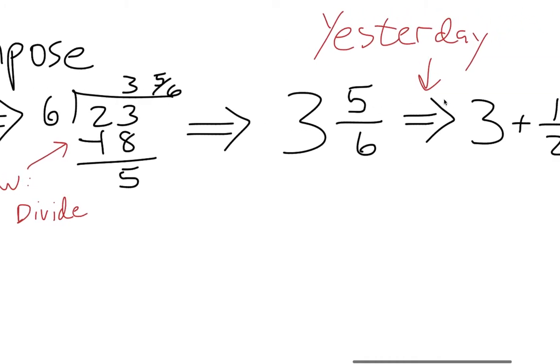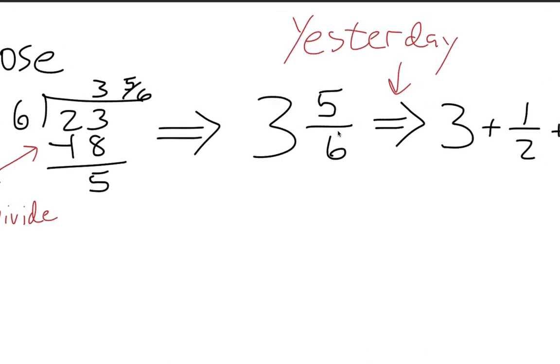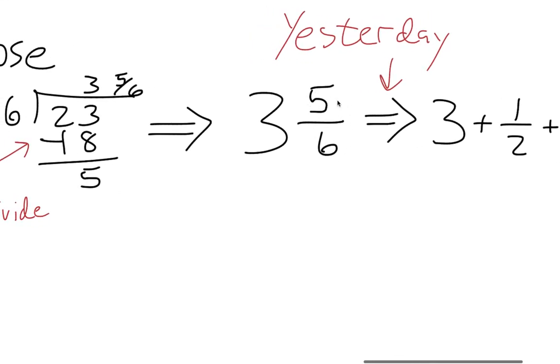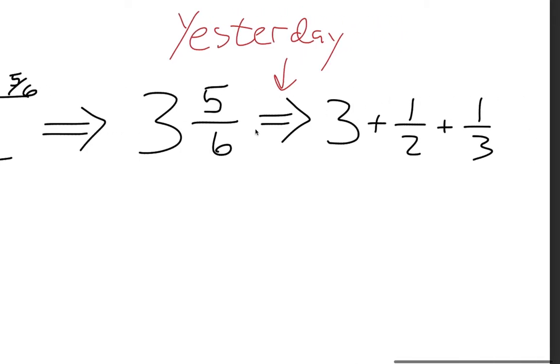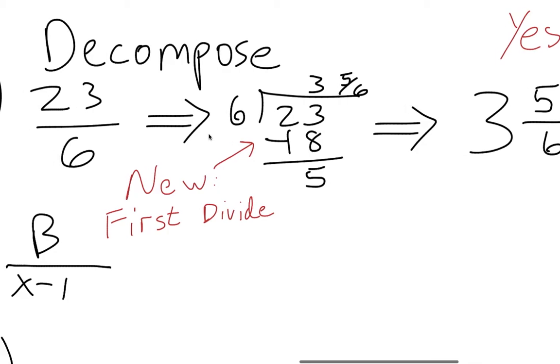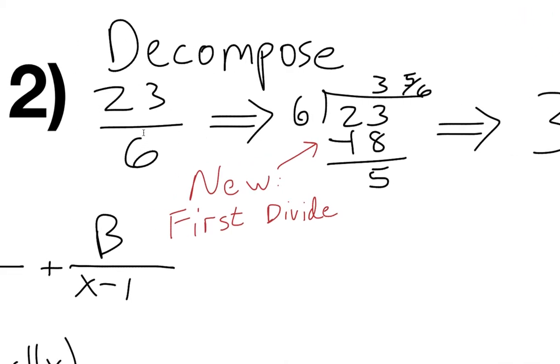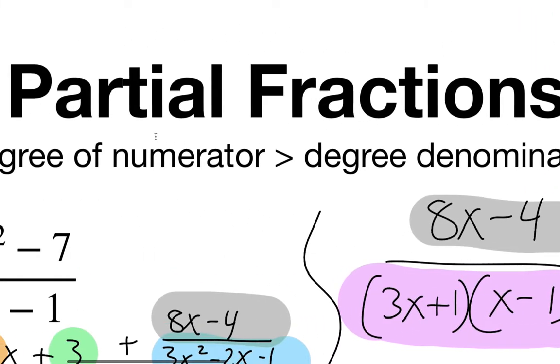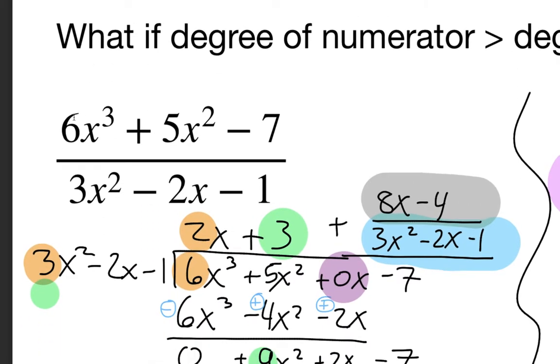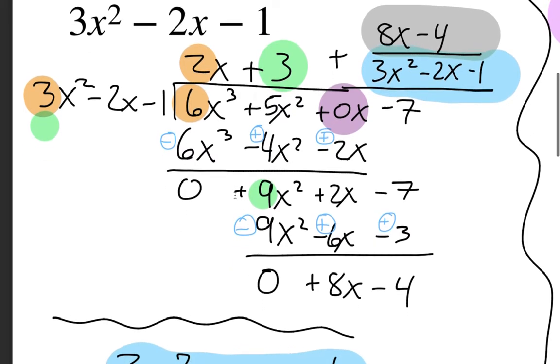So it's actually a lot easier to decompose 3 5/6 because now we have a fraction that is no longer improper. Yesterday we talked about lots of techniques on how to decompose 5/6, and so that would be 3 plus 1/2 plus 1/3 instead of 3 plus 5/6. That's what decomposition would look like with an improper fraction. So the equivalent in algebra is here, degree higher in the numerator than the lower. And of course, we're going to use division to accomplish this.